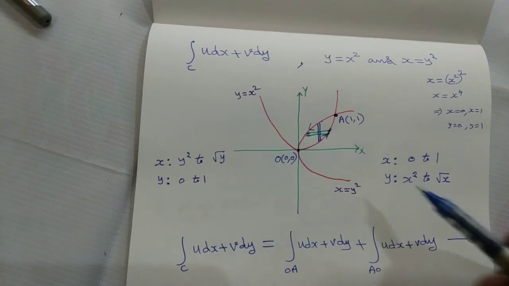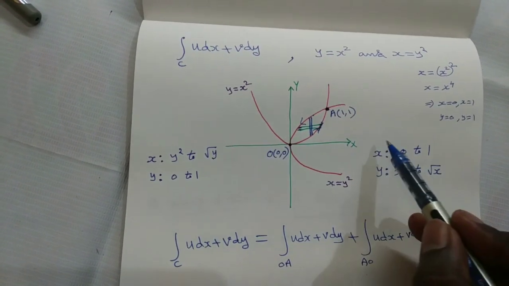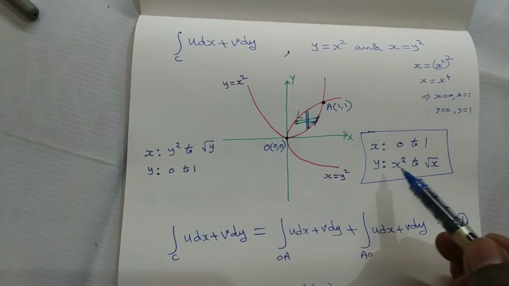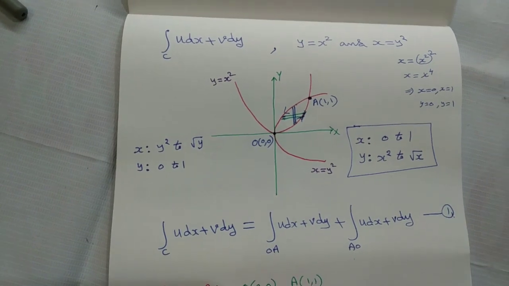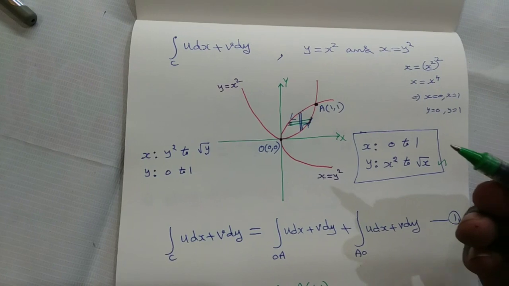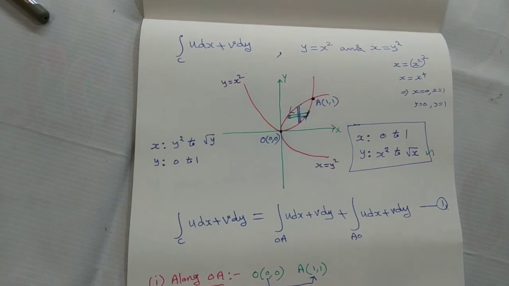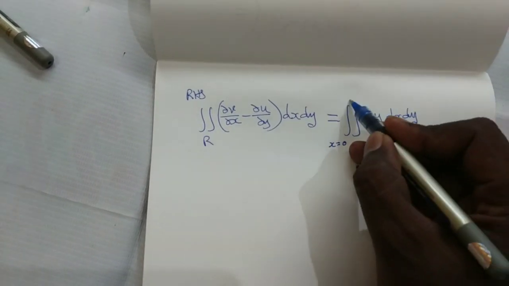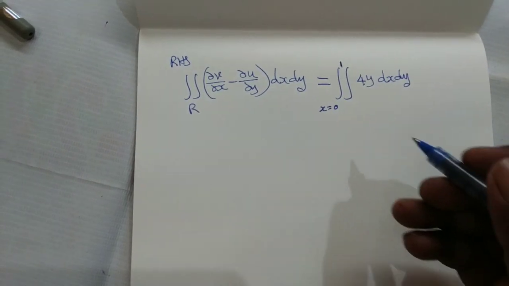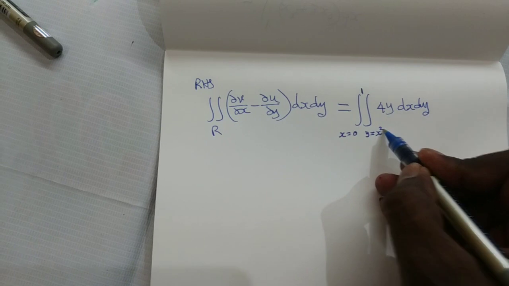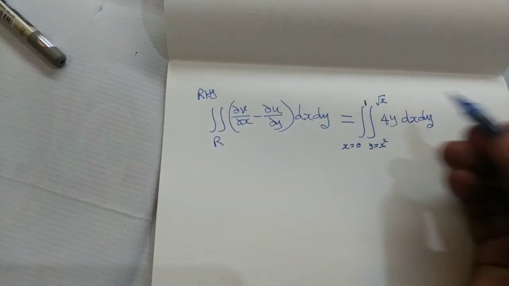But here I am going to use only the vertical strip, so I am going to use this limit. X limit 0 to 1, y limit x square to root x. The variable limit is the first integral, so you have to integrate first with respect to y, then with respect to x. So now I am going to use this integral limit. The x limit is 0 to 1 and the y limit is x square to root x.